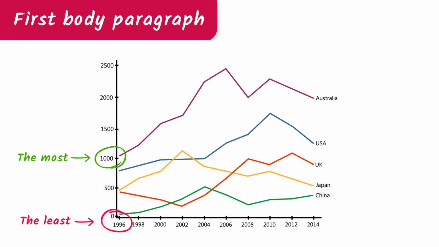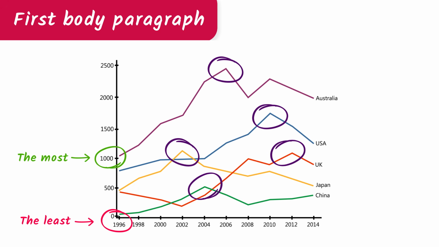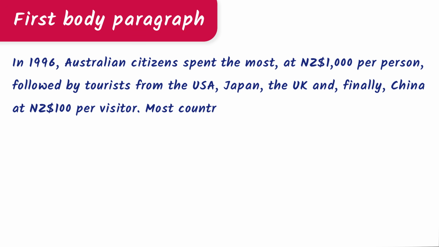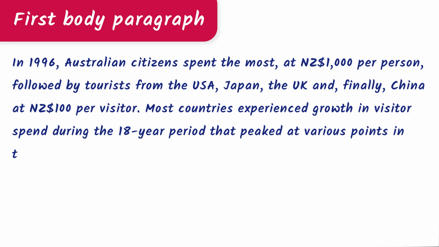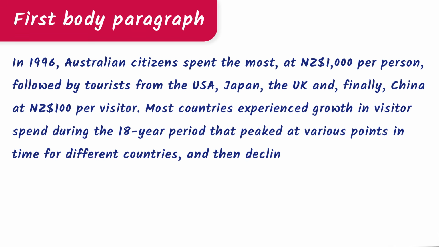So that's it. Now, let's talk about the growth in spending during this 18-year period, all right? That in different times, this spending reached a peak, all right, at various points, and then declined. Now let's talk about this. Most countries experienced growth in visitors spending during the 18-year period that peaked at various points. You can also write reached a peak or peaked at. So peak itself can be used as verb. That peaked at various points in time for different countries and then decline.